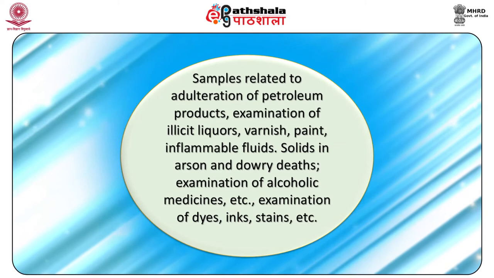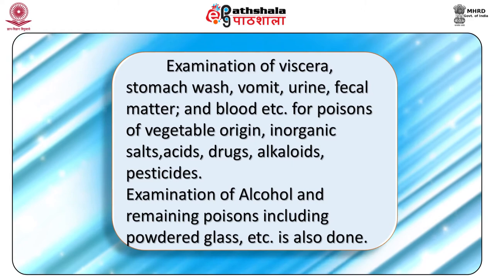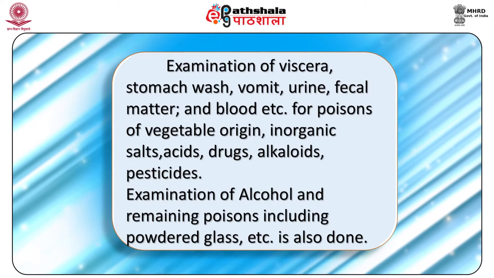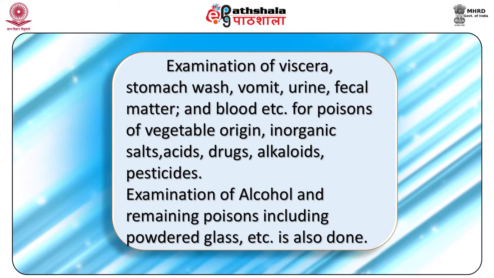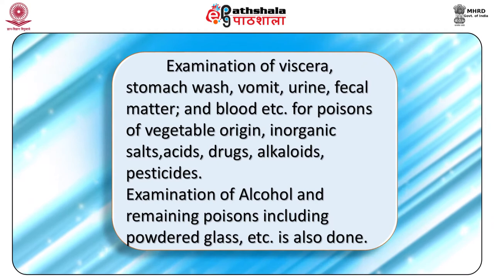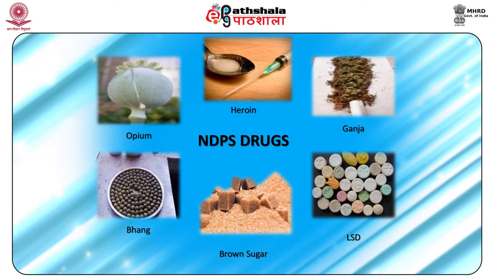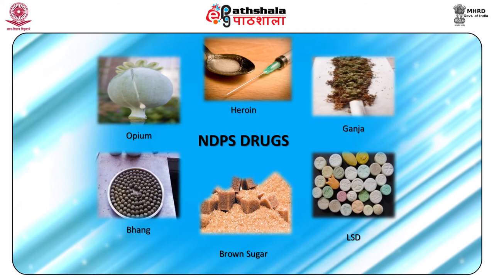Toxicology division. In the toxicology division, examination of viscera, stomach wash, vomit, urine, fecal matter and blood, etc., for poisons of vegetable origin, inorganic salts, acids, etc., is done. Also, examination of alcohol, including ethyl and methyl alcohol, and remaining poisons, including powdered glass, etc., is done in this division. Coming to the narcotics division, examination of opium and its alkaloids, heroin, ganja, bhang, charas, smack, brown sugar, LSD, and other narcotics and psychotropic substances covered under the NDPS Act is conducted in this narcotics division.